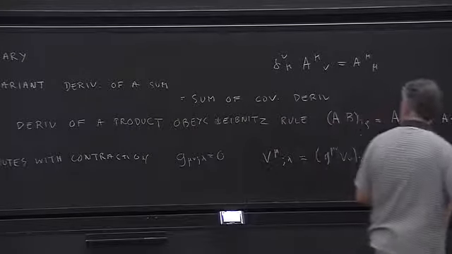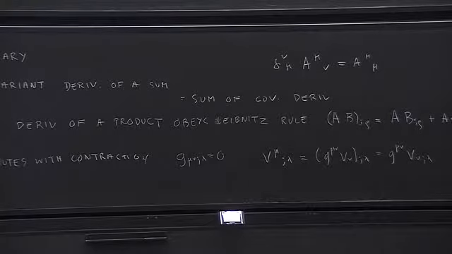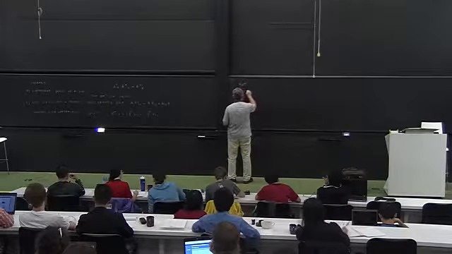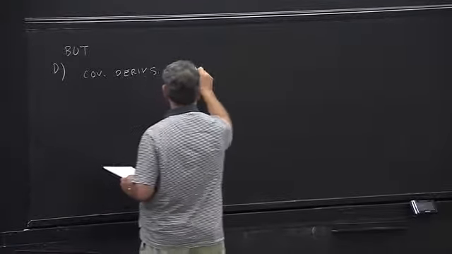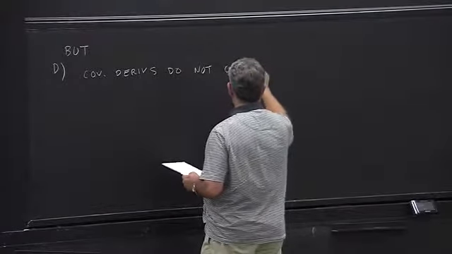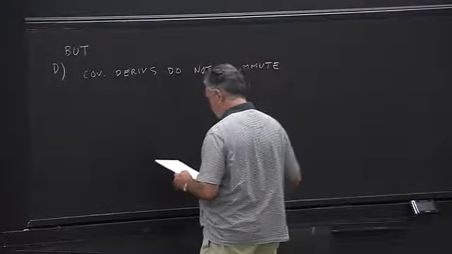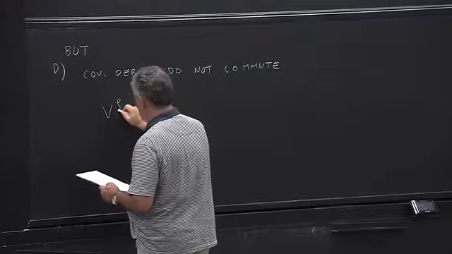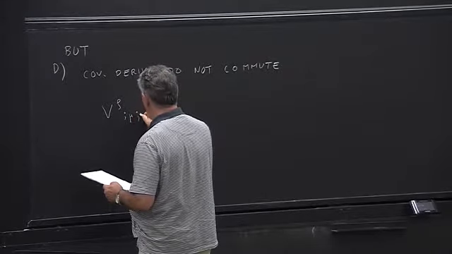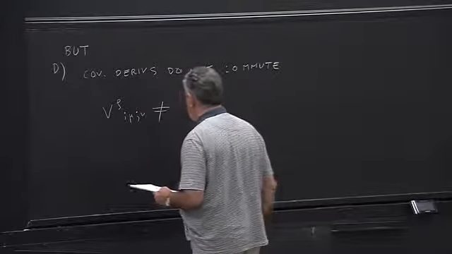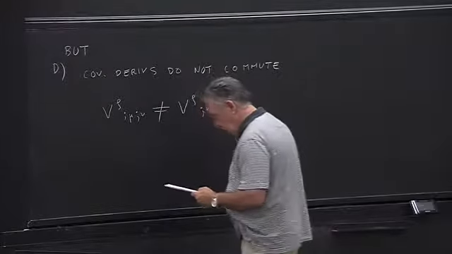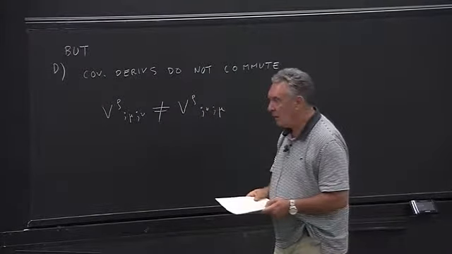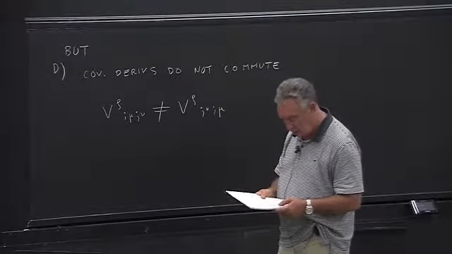However, and this is crucially important, covariant derivatives do not commute. So V rho semicolon mu semicolon nu is not the same thing as V rho semicolon nu semicolon mu. And we'll see exactly how they don't commute in just a moment.